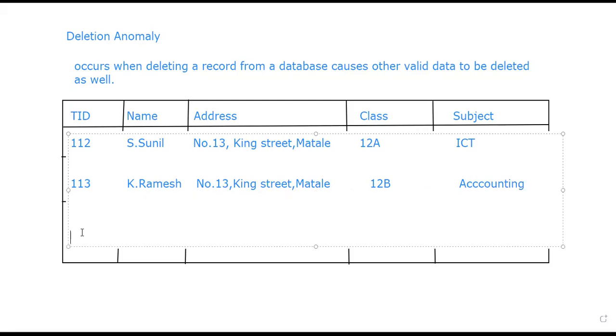Then here, 112, the class teacher Sunil, the same teacher that we stated above, is also teaching 12E as well, English medium. The address is number 13, King Street, Mathari, the address of the class teacher. He is teaching 12E, English medium, and the subject is ICT.